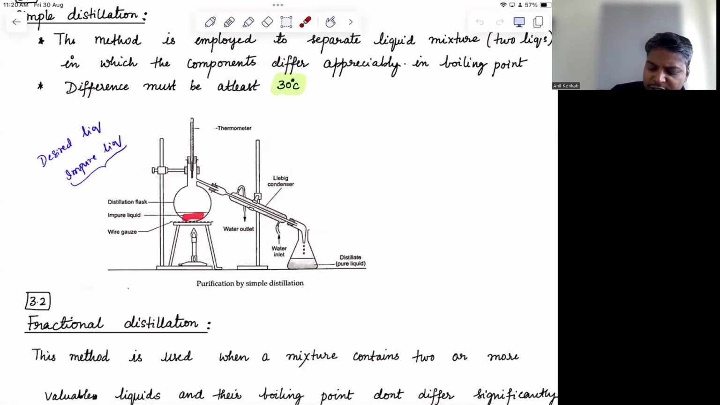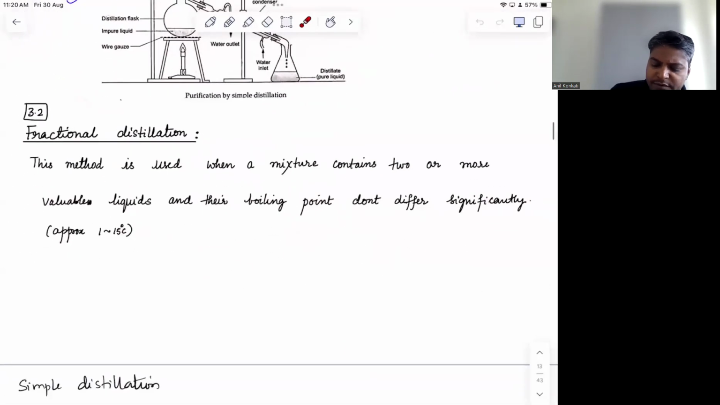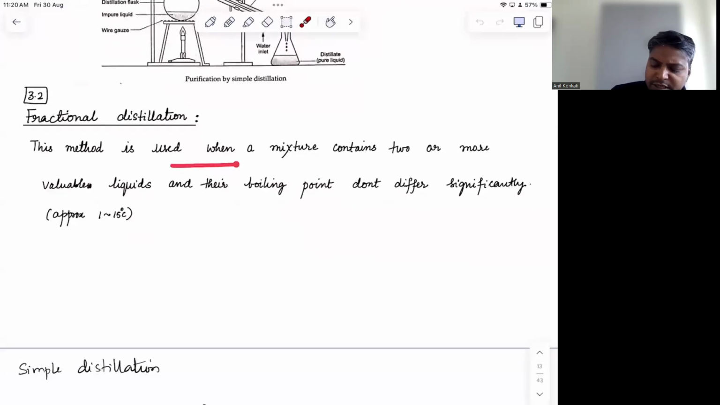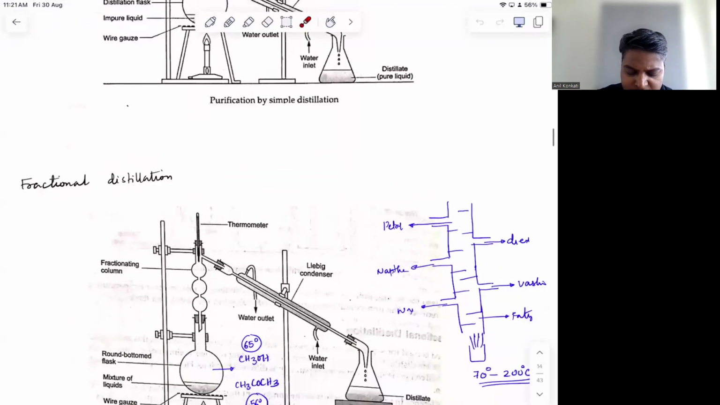And the residue which is present will be of the other liquid. Okay. Fractional distillation. This method is used when a mixture contains two or more valuable liquids and boiling points do not have a significant difference. That means it is somewhere between 1 to 15 degrees. A very small amount of boiling point difference is there. Then we'll go for fractional distillation. Okay.